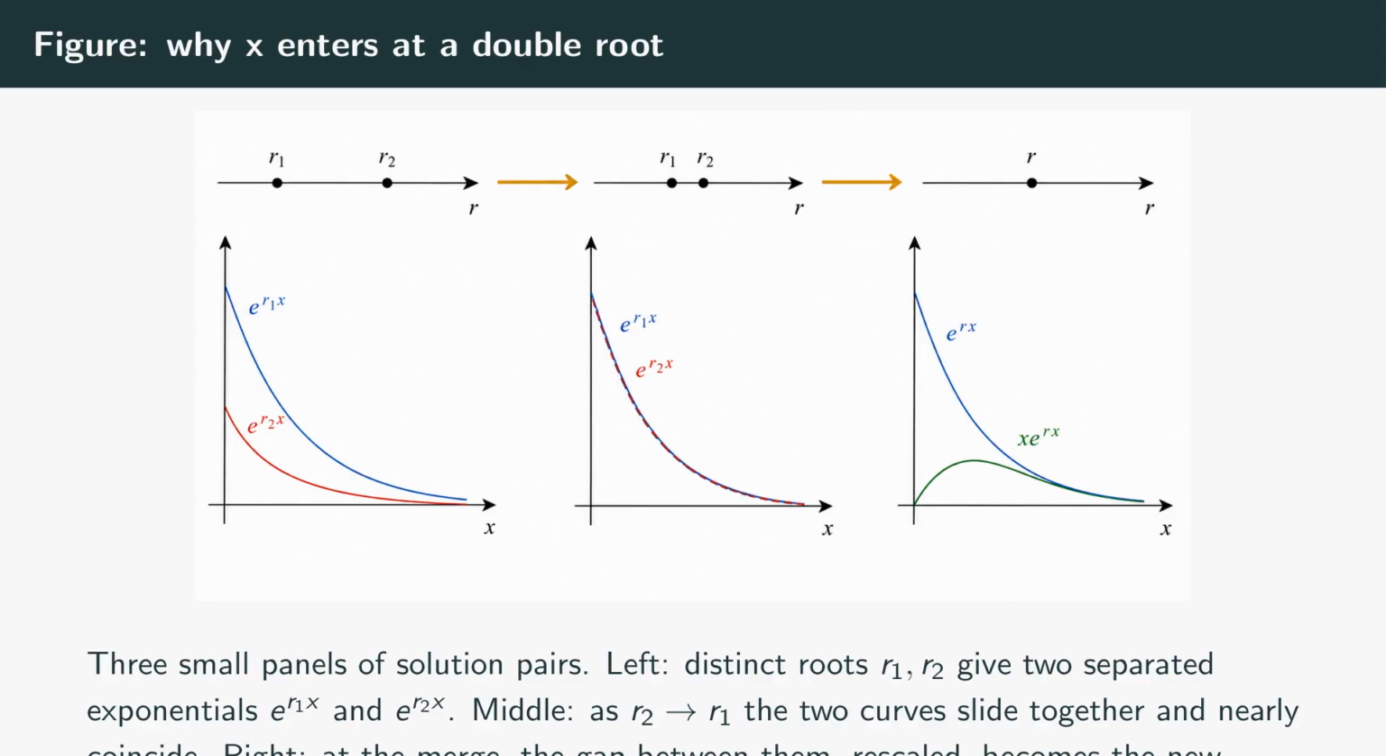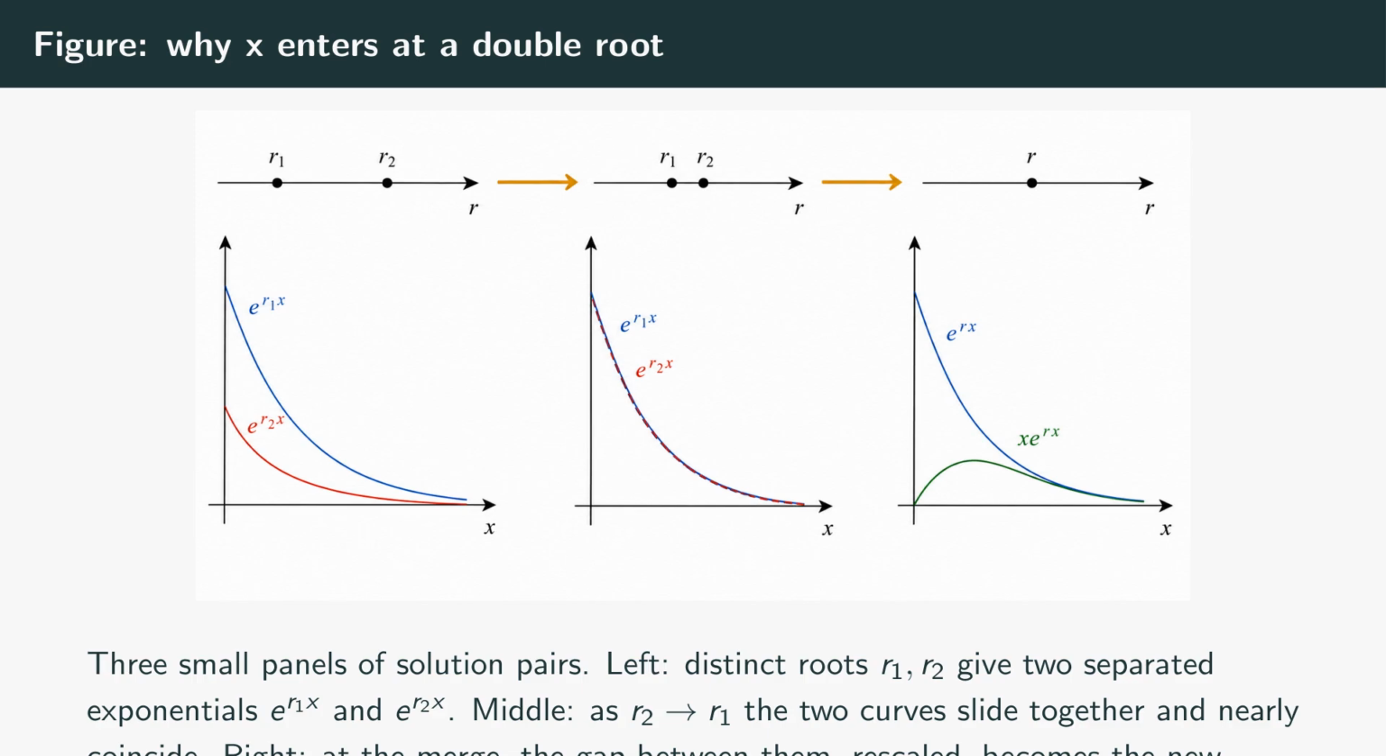Here is the intuition behind that factor of x. Think about two distinct real roots, r1 and r2. They give two separated exponential curves, and the general solution is a blend of them. Now imagine sliding r2 toward r1. The two exponentials get closer and closer until, at the double root, they would become identical, and we would lose a solution. But watch the difference between the two solutions before they merge.